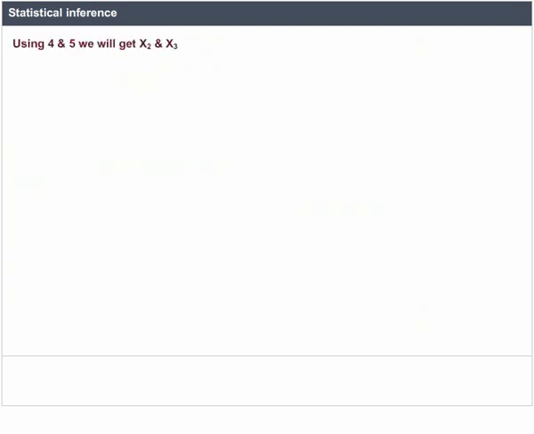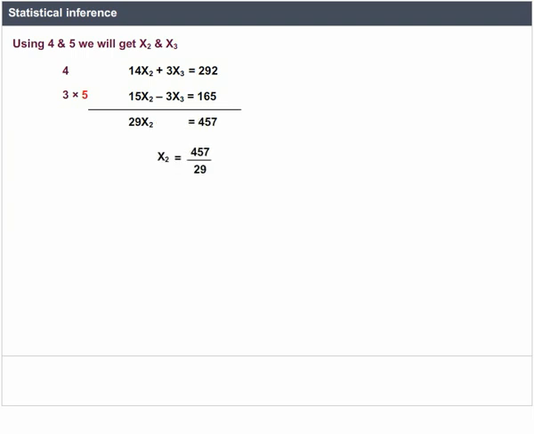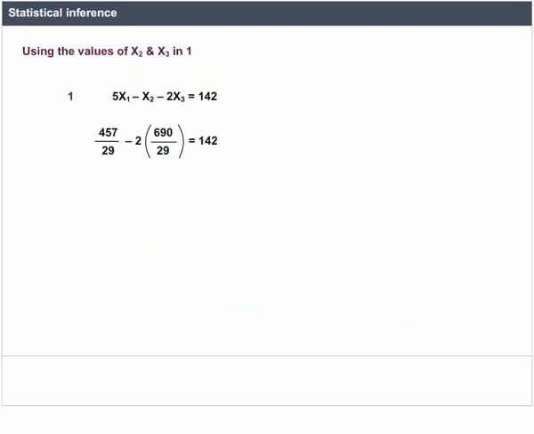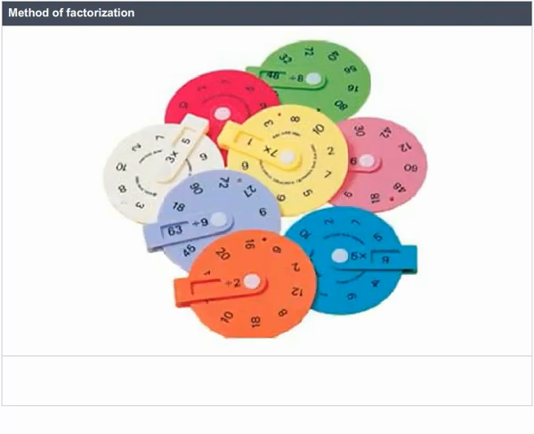Using equations 4 and 5, we will get x2 and x3. After solving equations 4 and 5, we get x2 equal to 457 divided by 29. Using this x2 equal to 457 by 29 in equation number 5, we get x3 equal to 690 divided by 29. Using the values of x2 and x3 in equation 1, we get x1 equal to 5955 divided by 29.